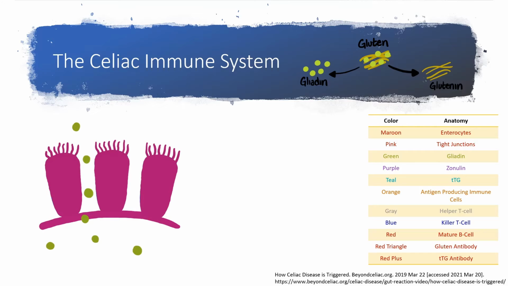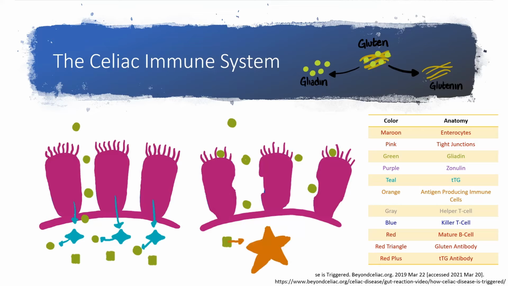This passage through the cell wall triggers transglutaminase, or TTG, to be released. This is the teal rhombus. TTG binds to the undigested gluten and changes their structure to a position the immune system has recognized as a threat, noted as a green square. This sets off the primary immune system response.